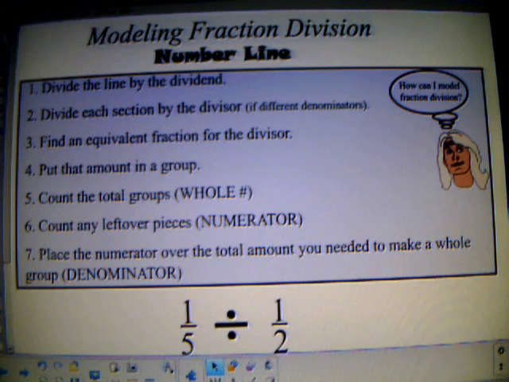There are 7 steps you need to know. Make sure you write these 7 steps in your notebook. Pause the video for a moment to make sure you have these 7 steps and you have a piece of paper ready to do a practice problem.